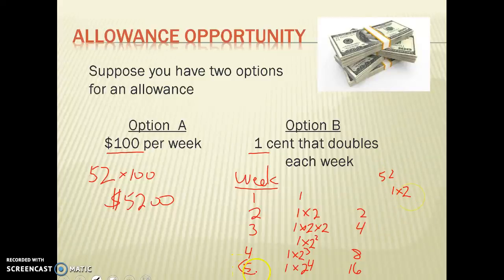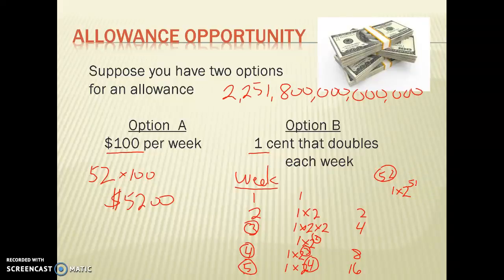Now remember, after 5 weeks, we took 2 to the fourth. After 4 weeks, we took 2 to the third. After 3 weeks, we took 2 to the second. So after 52 weeks, we would take 2 51 times. And so it's going to be 1 times 2 to the 51st power. Well, if you take 1 times 2 to the 51st power, this is the number that you get.